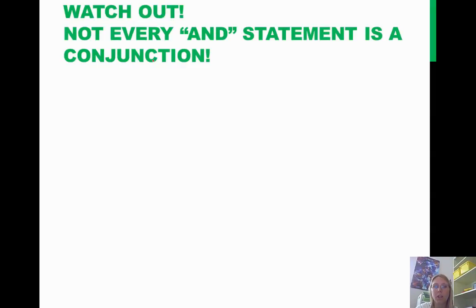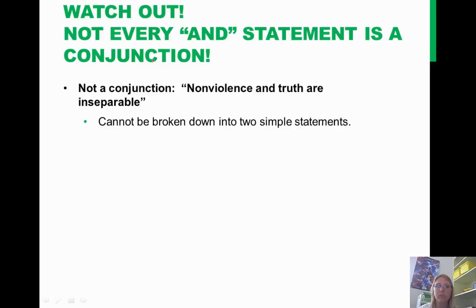So, watch out. Not every and statement is a conjunction. For example, this is not a conjunction. Nonviolence and truth are inseparable. Even though there's an and there, it doesn't mean it's a conjunction. I can know that because it cannot be broken down into two simple statements. I cannot say nonviolence is inseparable and truth is inseparable. They need to be together in order to say that you can't separate them.